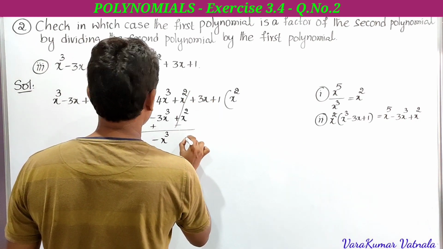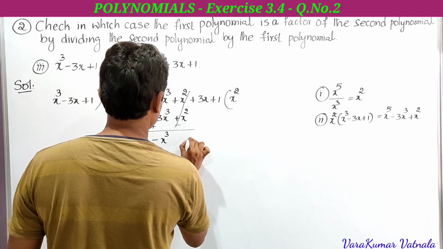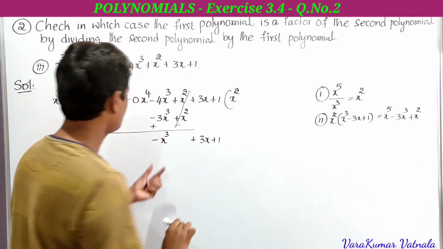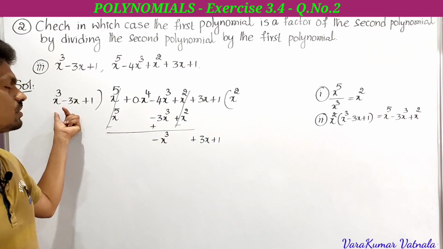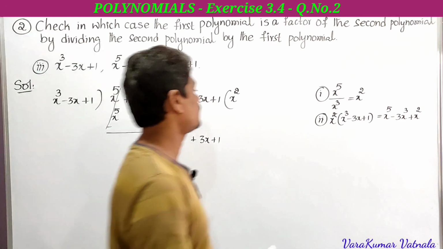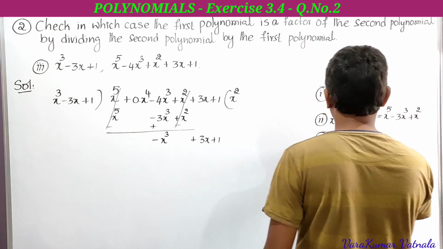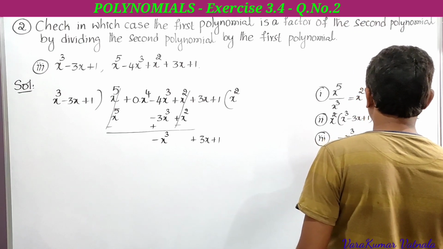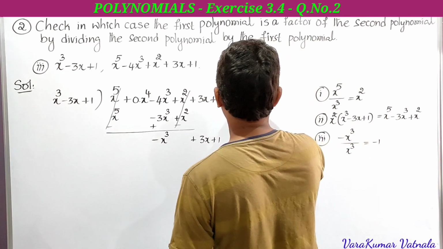So next plus 3x plus 1 is there. I am writing plus 3x plus 1. Now divide the x cube term with x cube. The highest degree term is minus x cube divided by x cube, which is equal to minus 1. Write this minus 1 in the quotient area.